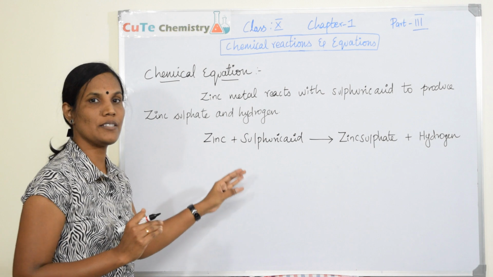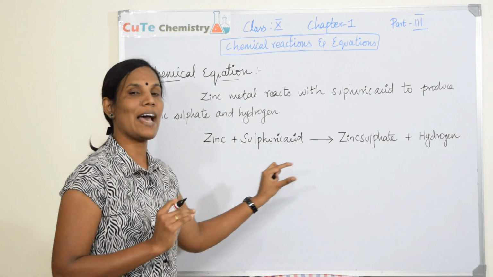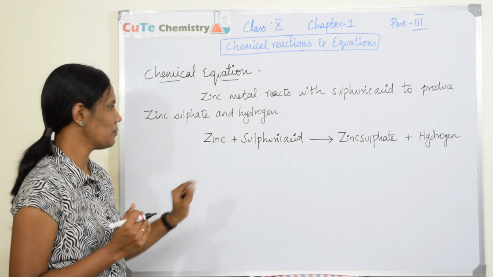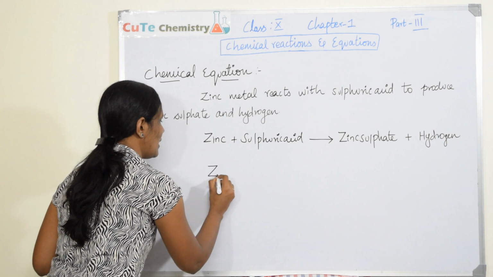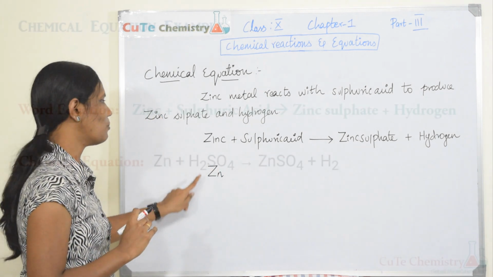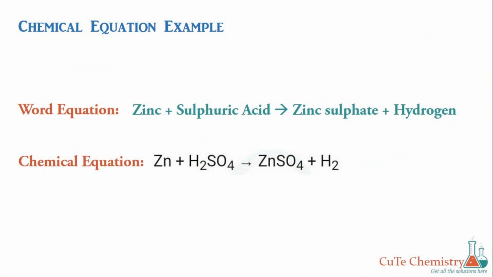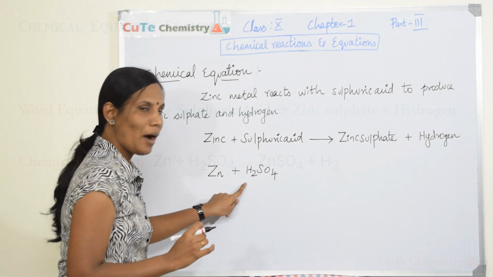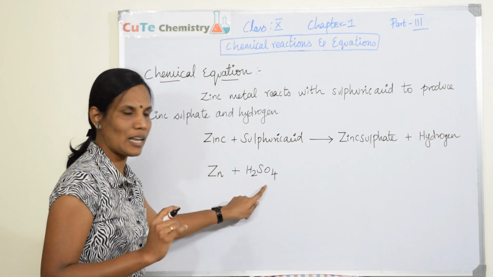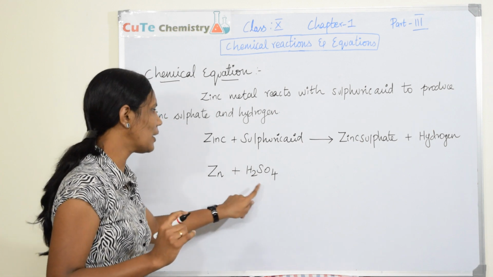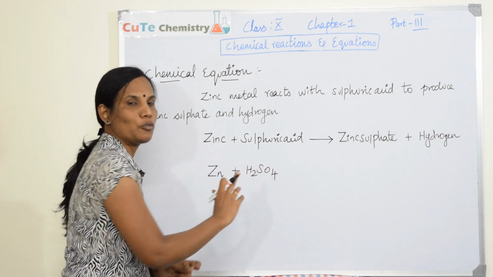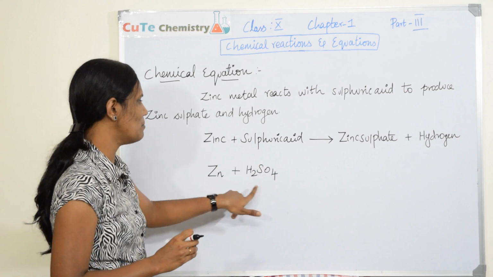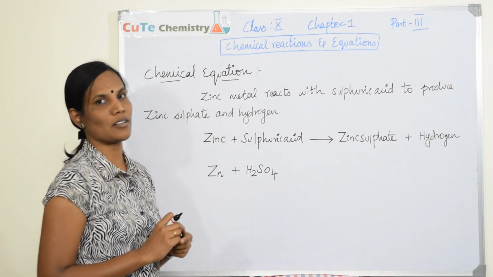Now I am going to change this into the form of chemical symbols as well as formulae. How to represent it? The symbol for zinc will be represented as Zn. Zn is the symbol for zinc, and the formula for sulfuric acid is H2SO4. 2 hydrogen, 1 sulfur, S is for sulfur and O is for oxygen. Altogether they combine to form the sulfuric acid molecule. So a group of atoms combine to form a molecule.